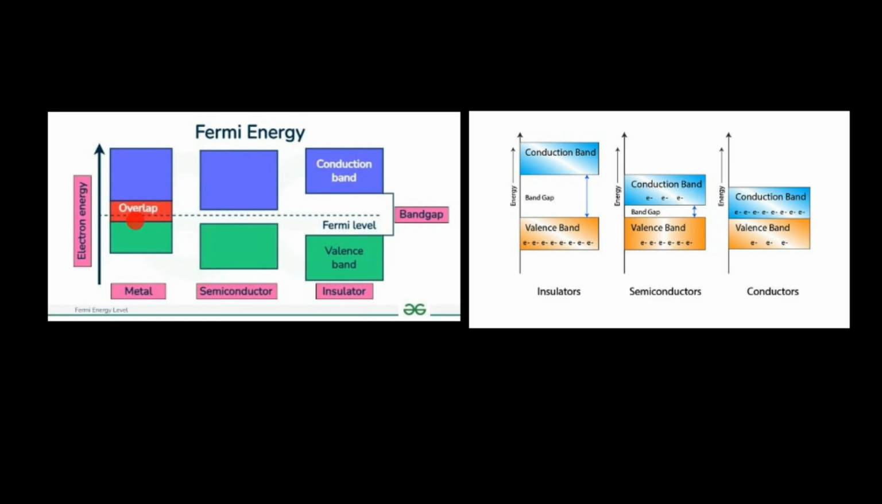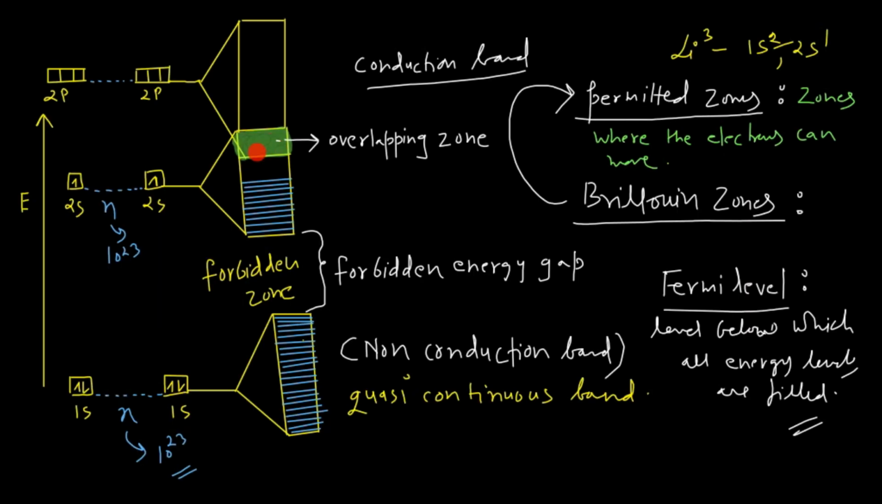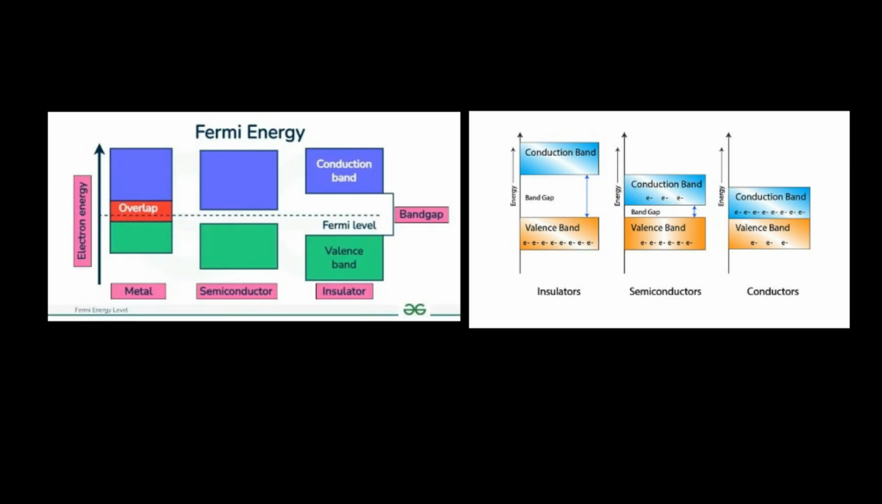Whether you take the example of lithium, which I have taken here, or sodium or any other metal, you will always find this overlapping zone. And this energy gap is very, very low. At room temperature, sufficient energy is available for the electrons to move from the valence band to the overlapping zone, as well as to the conduction band. This gives very high conductivity to the metal, whether electrical or thermal conductivity. Please remember that in this case the gap is very, very small.